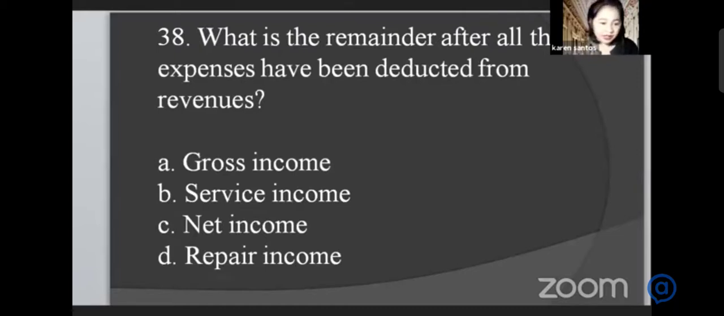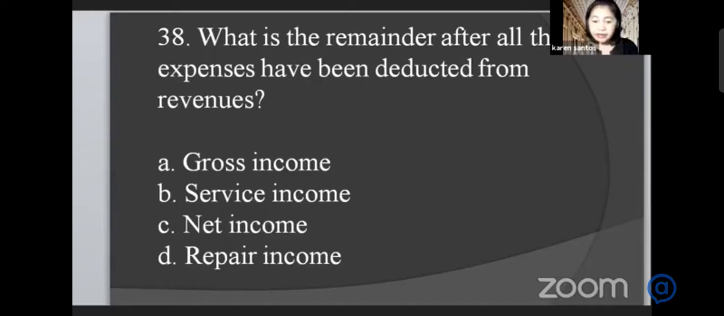Okay, so the correct answer is letter C, which is the net income. So net income, this is your take-home pay after the taxes and other payroll deductions. Gross income is the amount you earn before the taxes. So usually nakikita natin yan doon sa ating mga payslip, di ba? And then service income is the income earned by providing technical consulting and other professional services. So yung mga nire-repair inside the company, dito natin siya pinapasok.